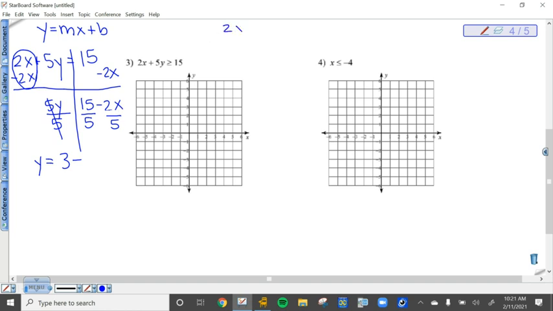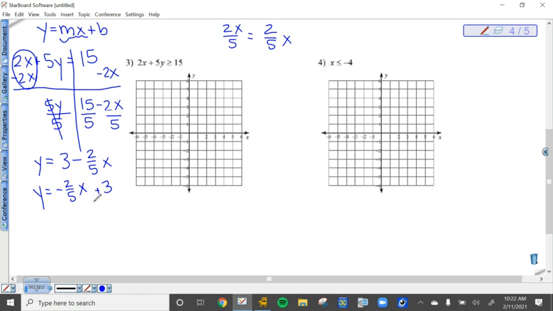2x over 5. This can be written so it looks a little bit more like this, right? How do I write that? Good. So that equals 2 over 5x. So minus 2 over 5x. And then let's just rearrange it so it's back in proper slope-intercept form, where the mx comes first and then the b comes next. So I'll rewrite it. Y equals negative 2 over 5x plus 3.